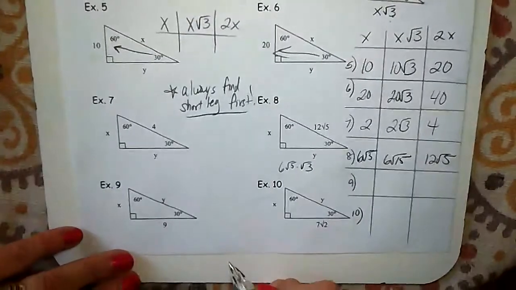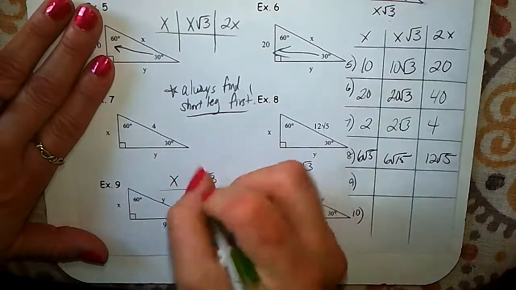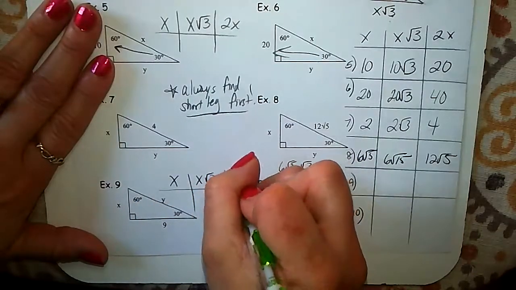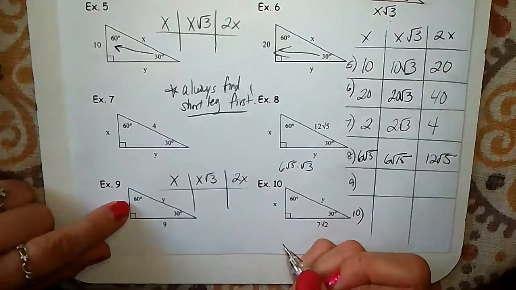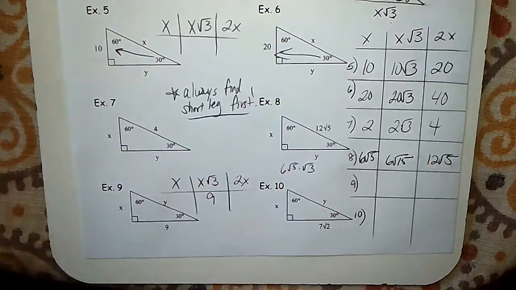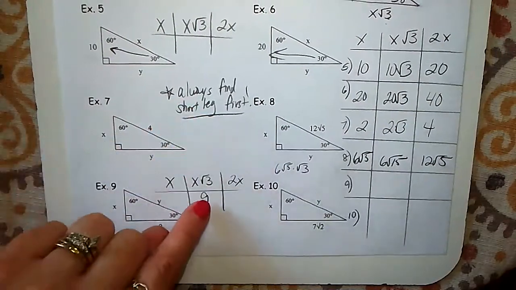All right, let's look at example 9. Again, just creating these little tables for yourself will help you stay organized, and it'll help you to remember the rules each time as well. Very easy. So in this case, you have the long leg. That's got to go in that column there. That's got to go in that column. I said you always have to find the short leg first. So we have to move backwards.